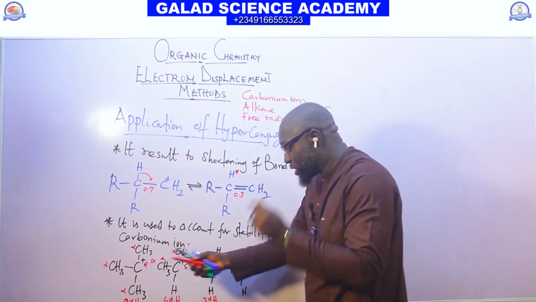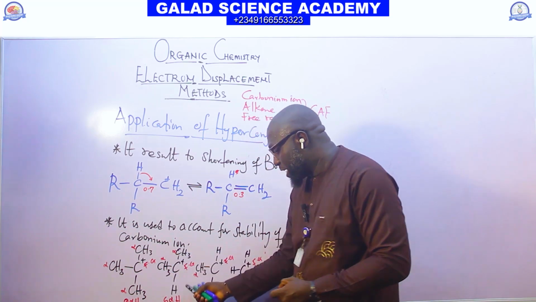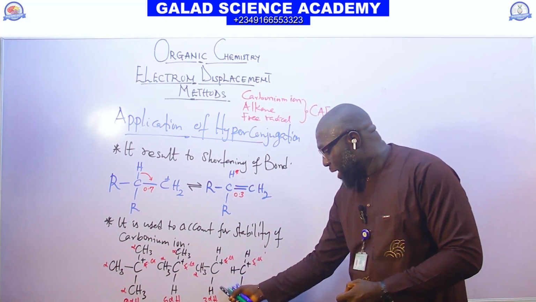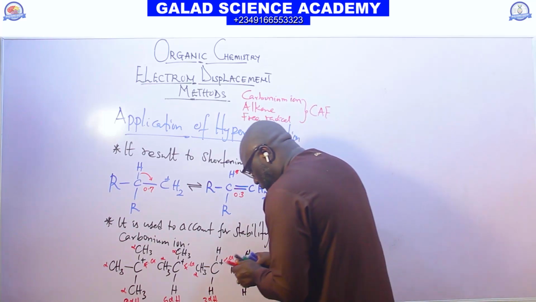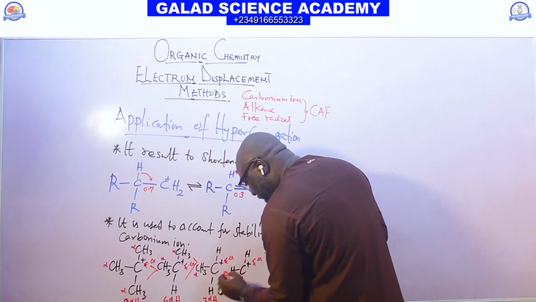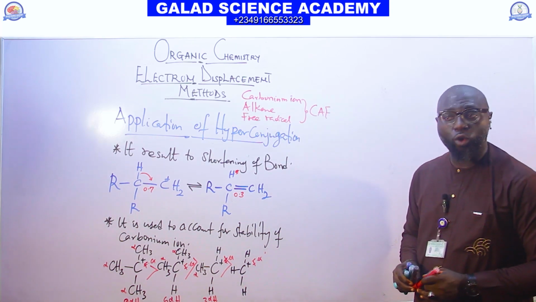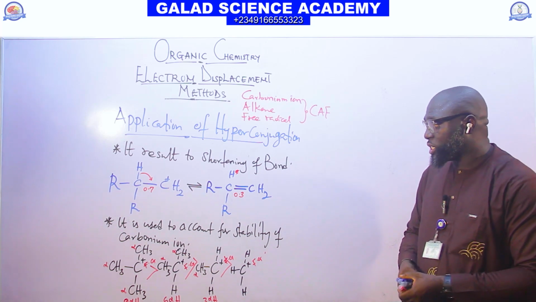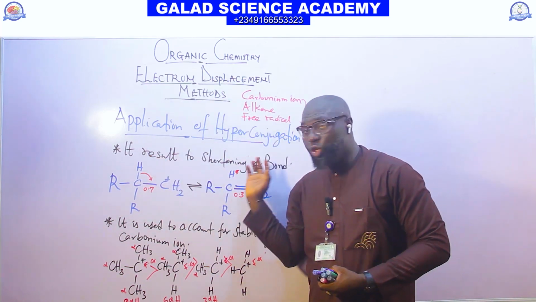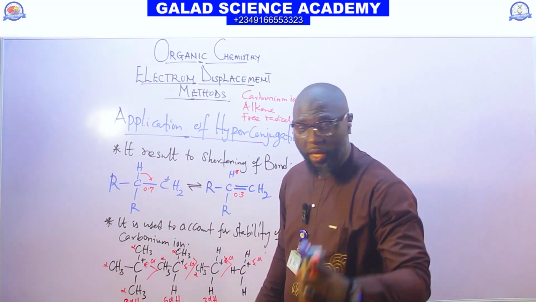This is a tertiary carbonium ion. This is a secondary carbonium ion. This is a primary carbonium ion. So this is more stable than this. This is more stable than this. This is the least stable compound. That's how we can use the hyperconjugation effect to explain the stability of carbonium ion.